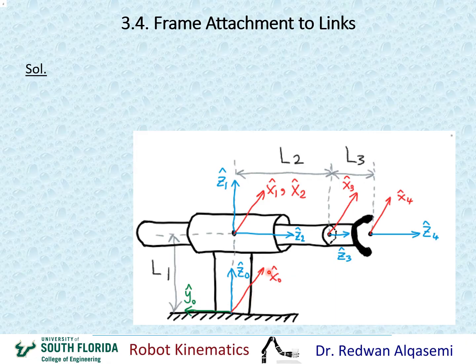This is a 3D plot, so this x0, if you think about it in 2D, will be going into the screen, and also x1 and x2 and x3 and x4 will be going into the screen if you look at this drawing in 2D. But because it's 3D, we are able to show these x-axes.